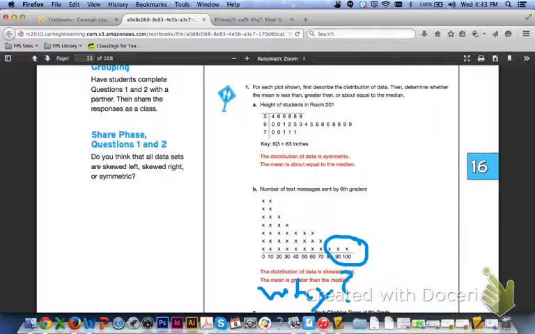The mean would be greater than the median because of those high values, the hundreds and 90, that would throw off the mean and raise it up rather than the median keeping it all in the middle. Okay, so the mean would be a little larger because of those high values.